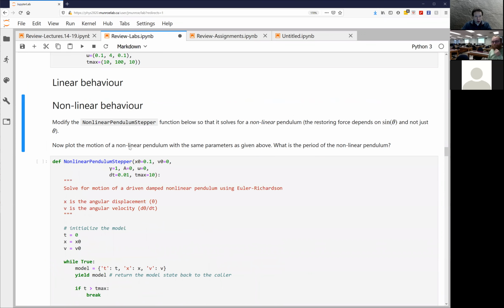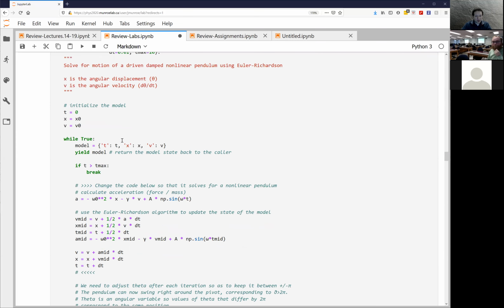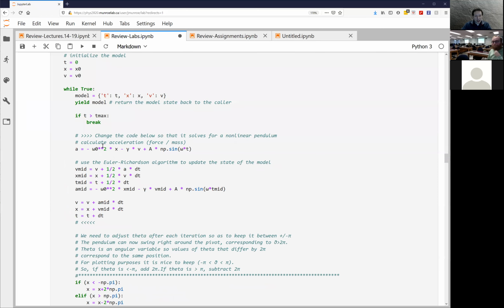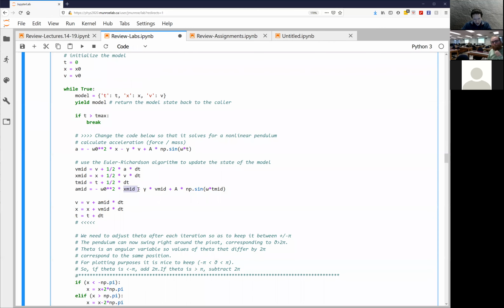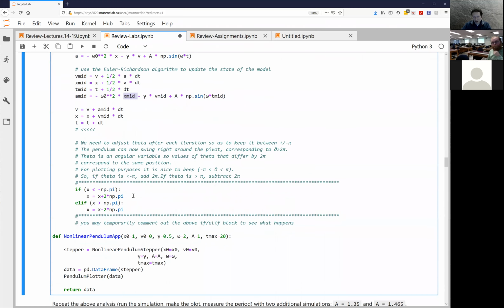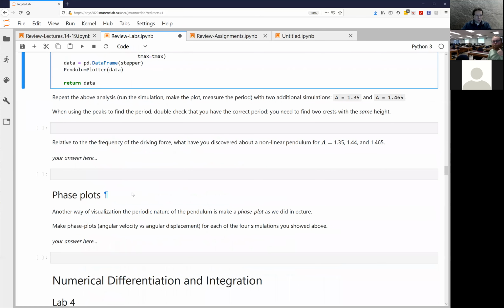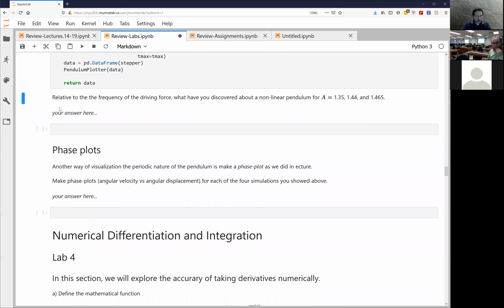Right, so here's the code for the nonlinear behavior. Let's read it entirely. Nonlinear behavior, and of course the one change is you have to figure out what you need to do in these two pieces of code. Make sure you understand that. I'm going to get rid of this, rid of this, rid of this.